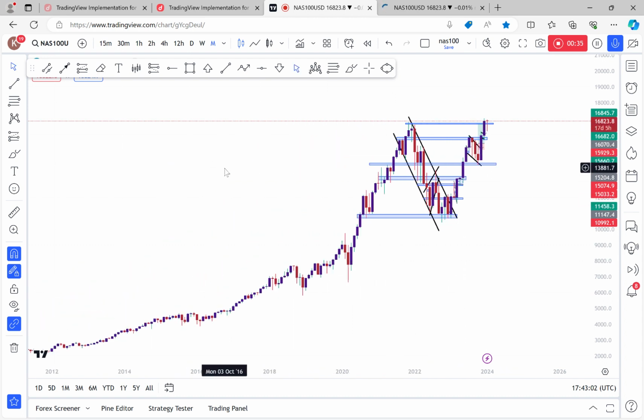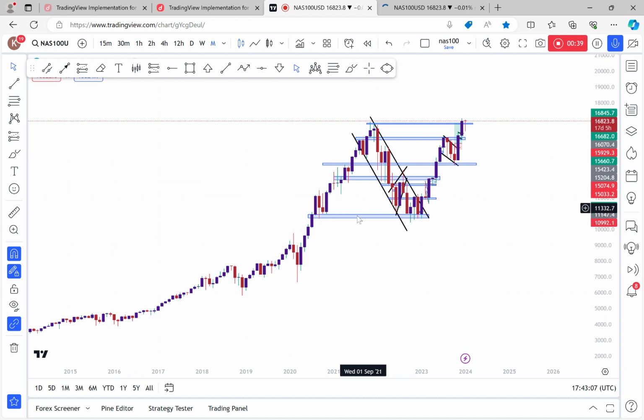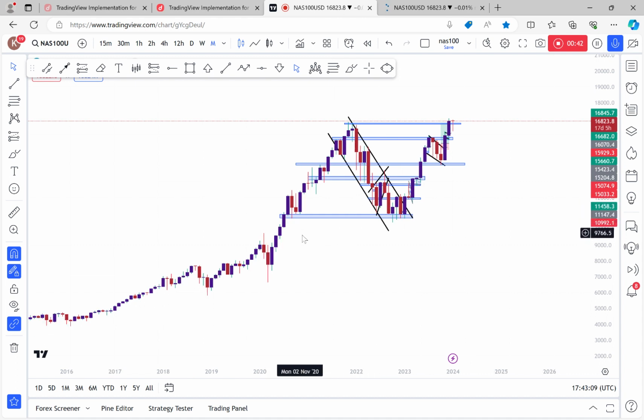As you can see here, starting from the monthly time frame, you can see the market is on a bullish trend. This is due to the formation of higher highs and higher lows.